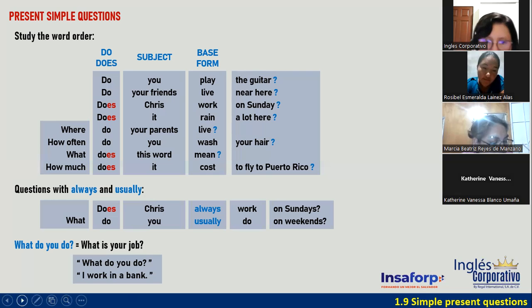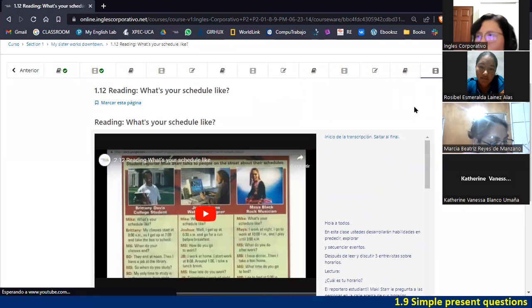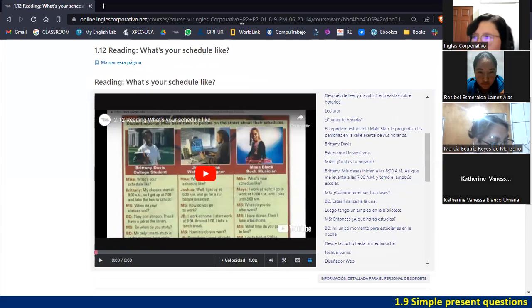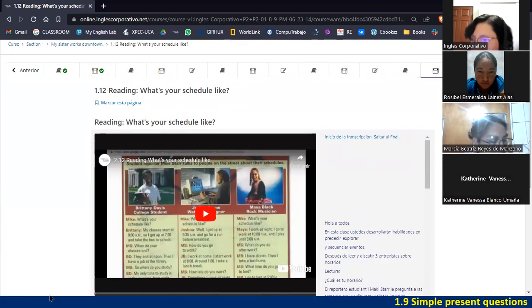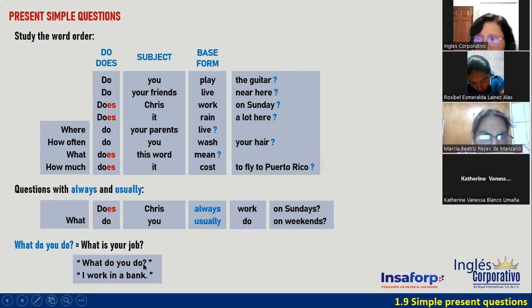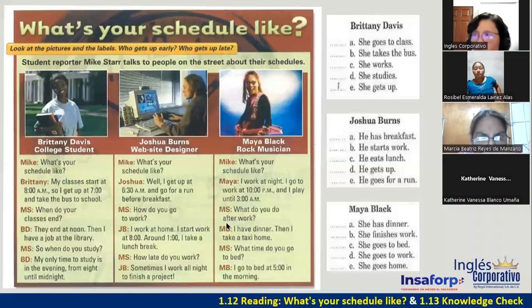Vaya, ¿qué más vimos en la sección 1? Y como les repito, la sección 1 es un poquito extensa por el motivo de que trato de incluir como todo, ¿verdad? Lo del present simple para luego irlo viendo poco a poco de nuevo en la sección 2. Entonces, aquí nos falta nada más este reading que lo vamos a hacer en este momento. Vamos a ver. Y con esto vamos a cerrar la sección 1 y mañana completamos la sección 2. Es un poco más corta, así que vamos a hacer un repaso general.